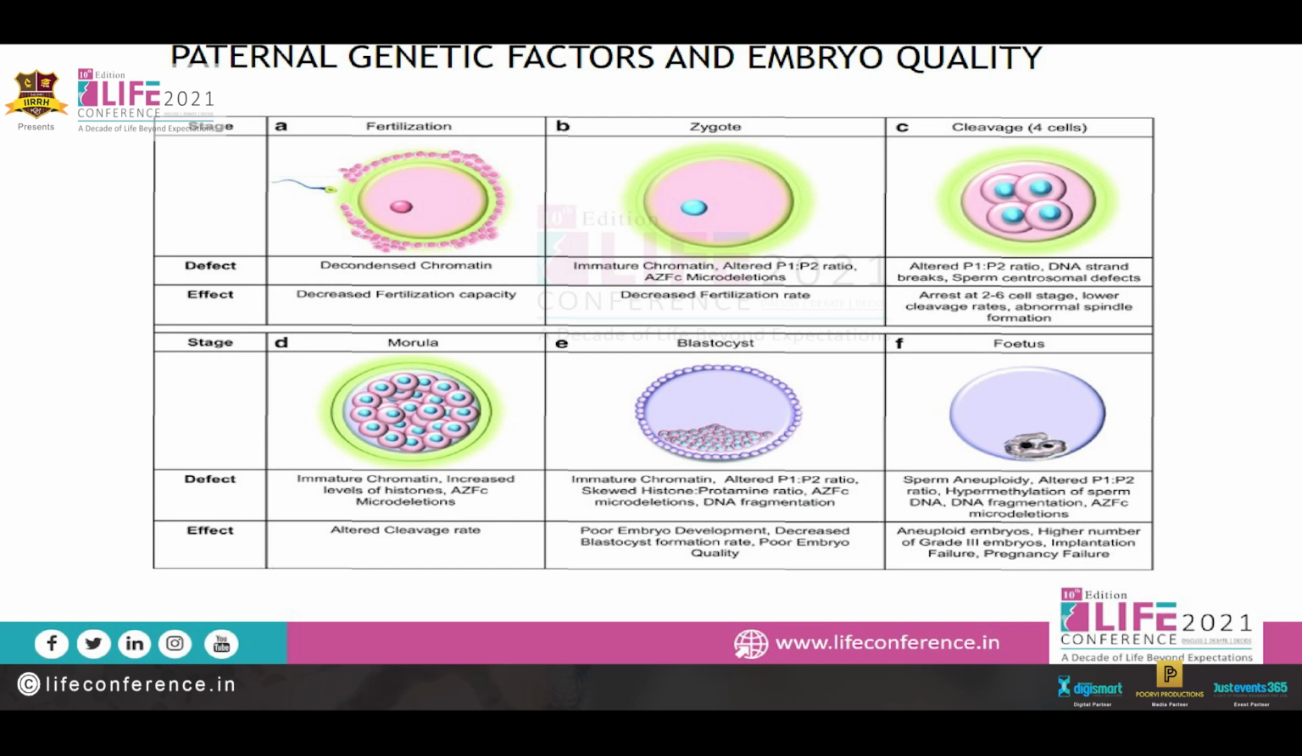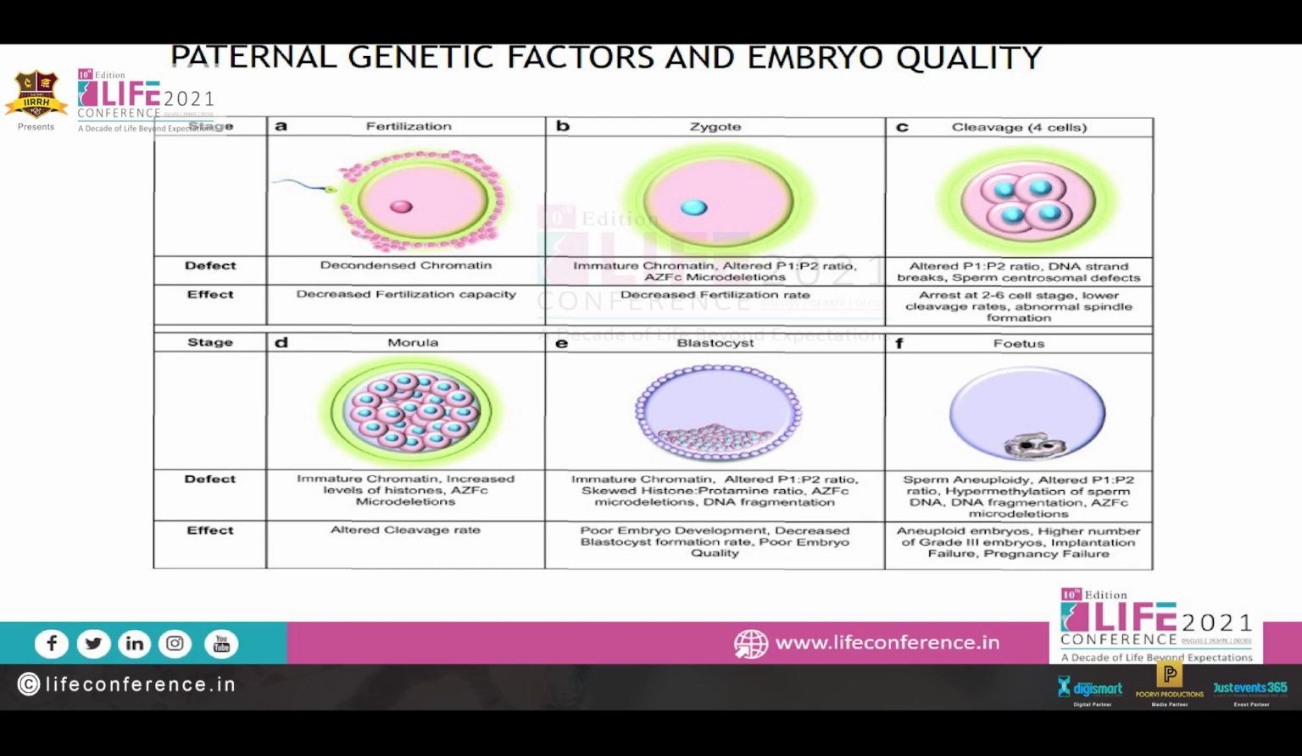Now, coming to the fetus stage: sperm aneuploidy, altered P1 P2 ratios, hypermethylation of sperm DNA, DNA fragmentation, AZFC microdeletions. That leads to aneuploid embryos, a higher number of grade 3 embryos, implantation failure and pregnancy failures. So, the sperm has an effect at every stage of the embryo.